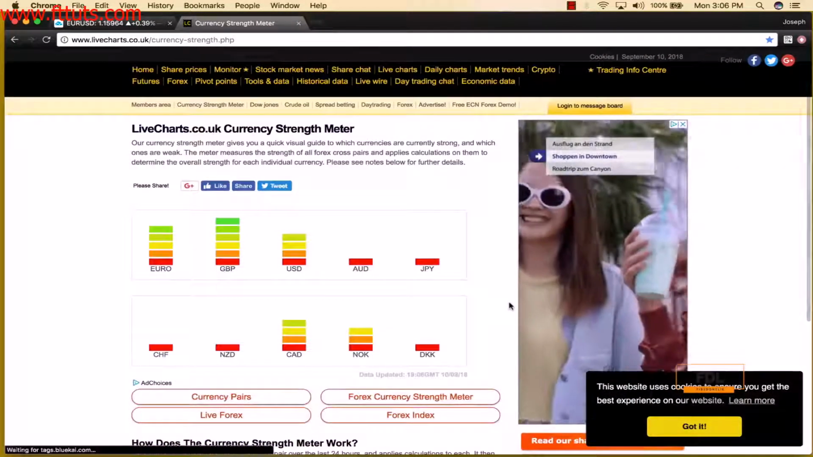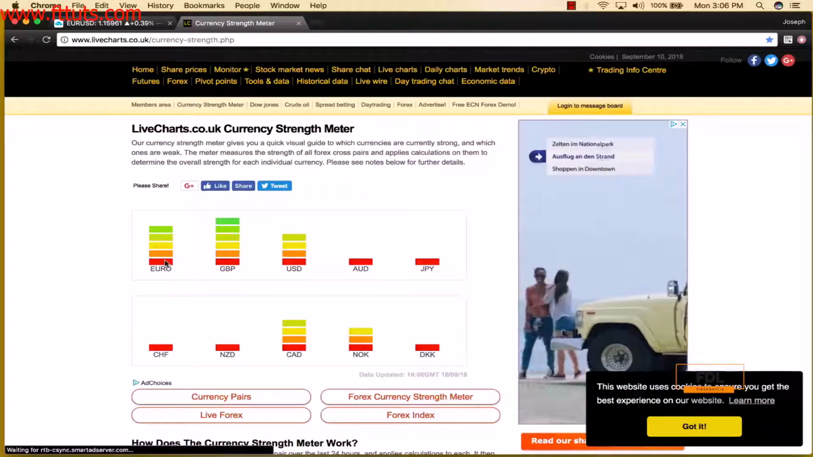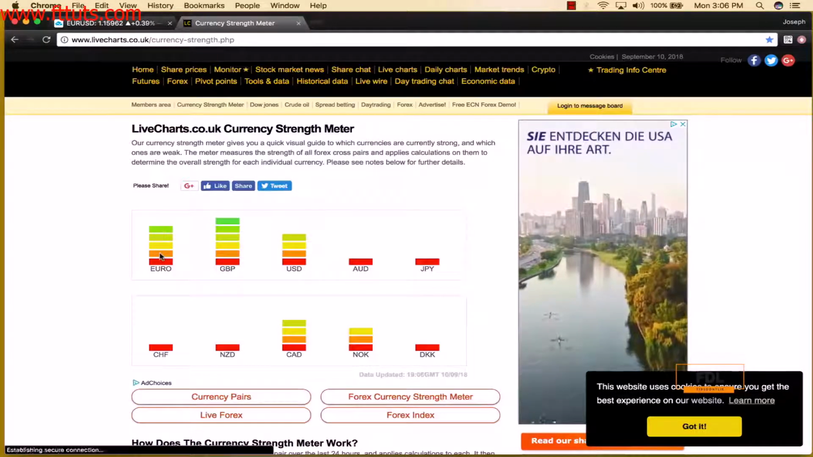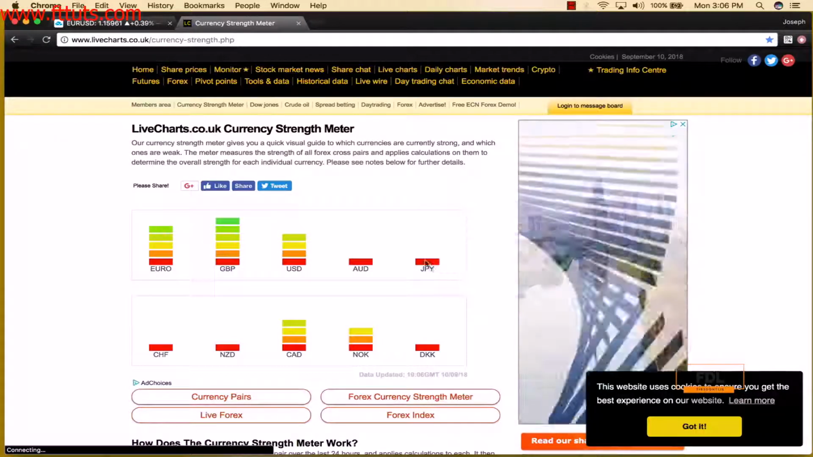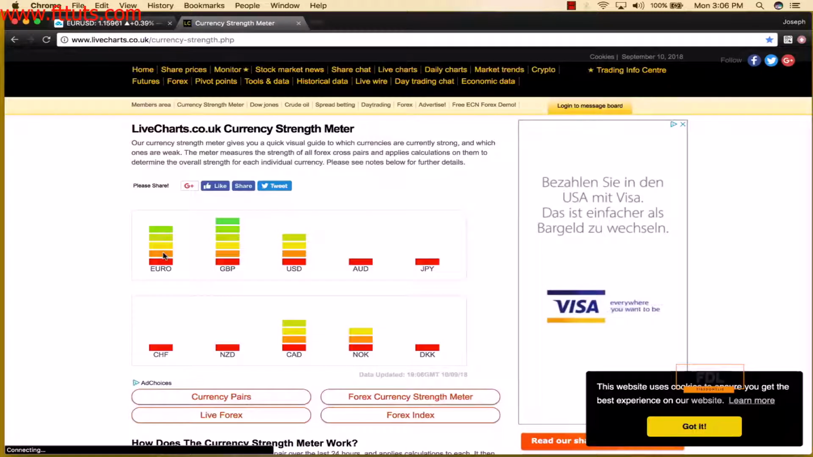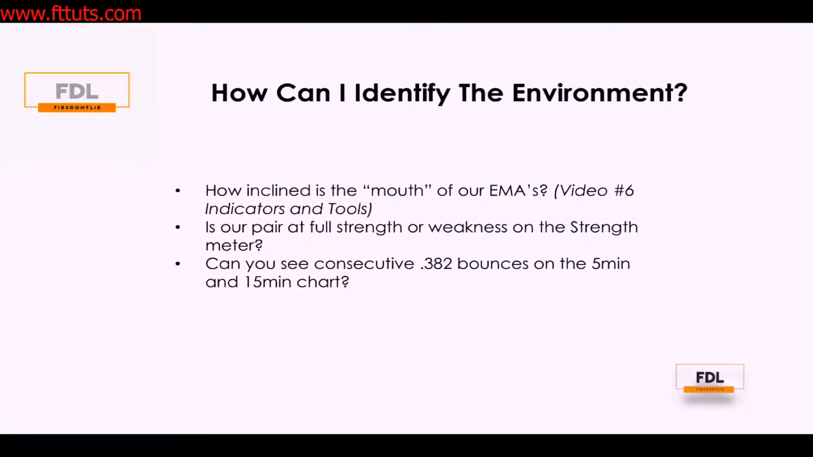So for example here, if you were trading the EJ pair, you see that the euro dollar has a lot of strength, but the yen has no strength at all. This is a good identification that the market environment for this particular pair, I would definitely be very, very bullish. So those are things also used to identify the environment.